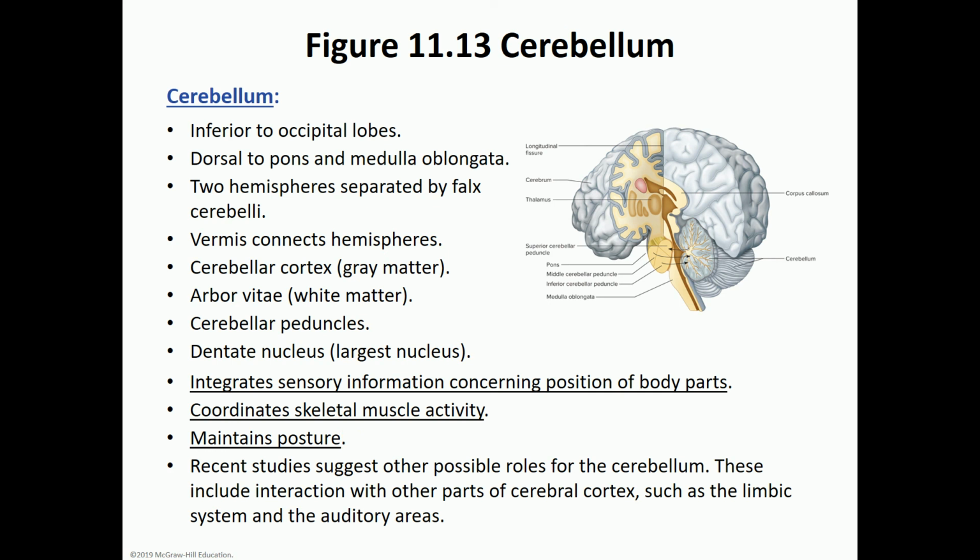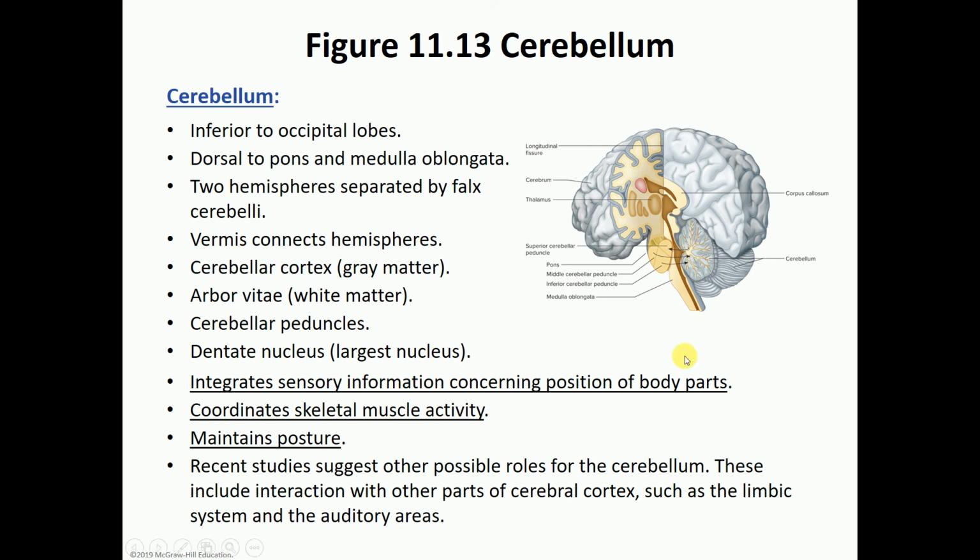It also integrates sensory information concerning body parts. So not all sensory information. It has nothing to do with, say, touch and pressure. It is concerned with the position of your body parts, meaning that the muscles, tendons, or ligaments are all sending information to the brain on where they are. Is the muscle contracted or relaxed? Are our joints flexed or extended? All of that information is known as proprioception.